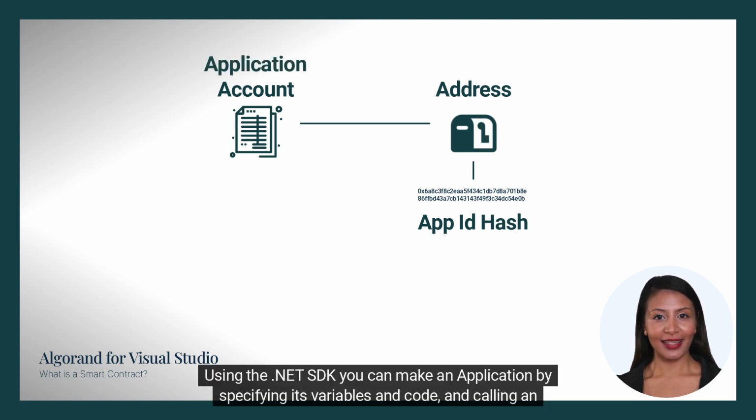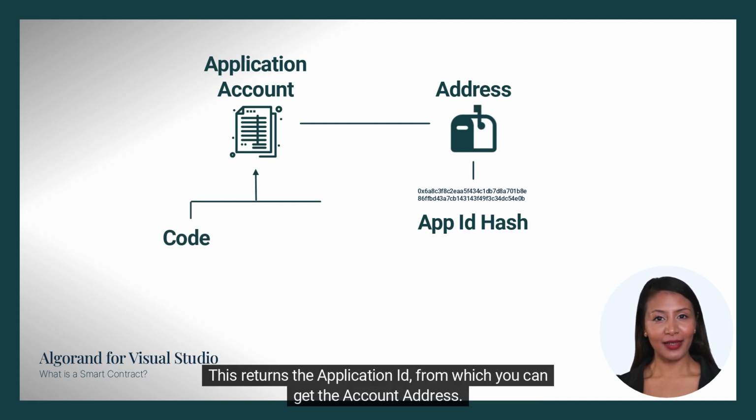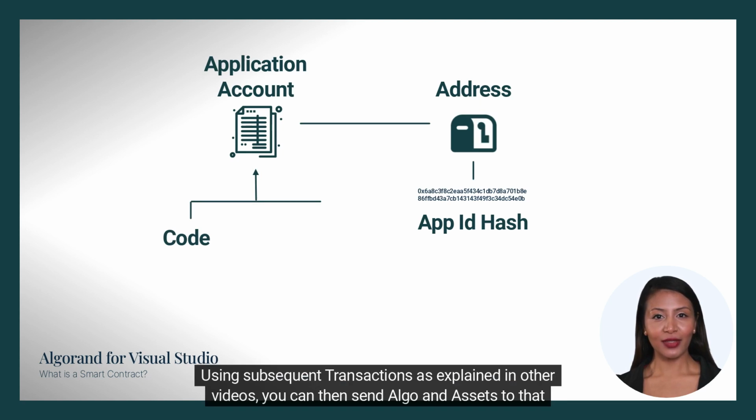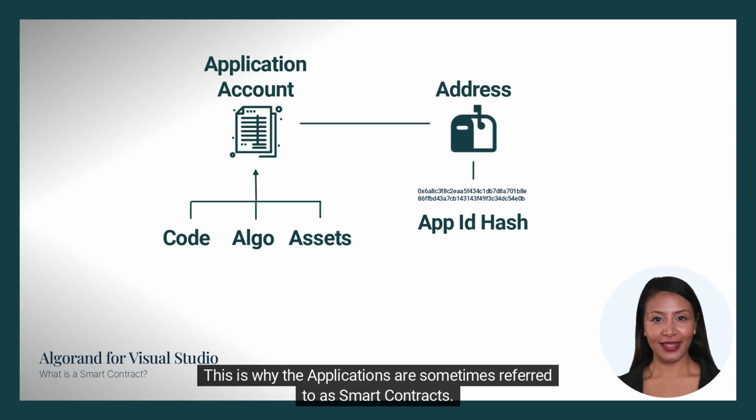Using the .NET SDK, you can make an application by specifying its variables and code and calling an application create transaction. This returns the application ID, from which you can get the account address. Using subsequent transactions as explained in other videos, you can then send algo and assets to that account, giving the program control over those funds. This is why the applications are sometimes referred to as smart contracts.